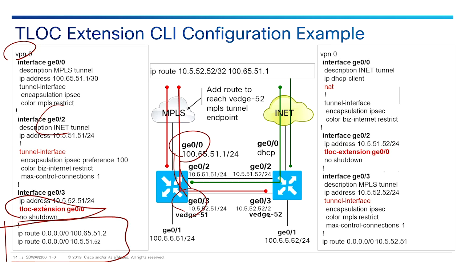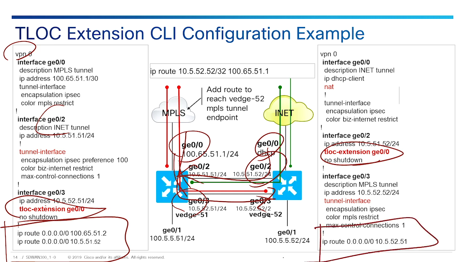So here's the other side. We also have a gig 02 that is a TLOC extension for gig 00. So that brings this that way, and that brings that this way. And that way we share those connections even though we're on separate devices. Notice that we have static routes on both sides, and you'll notice that our default route here is 10.52.51, which is this guy. So the default route is pointing at the other side.